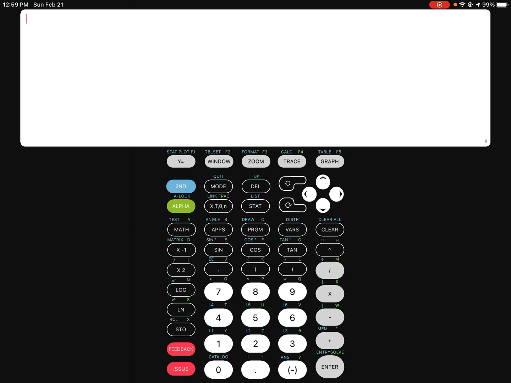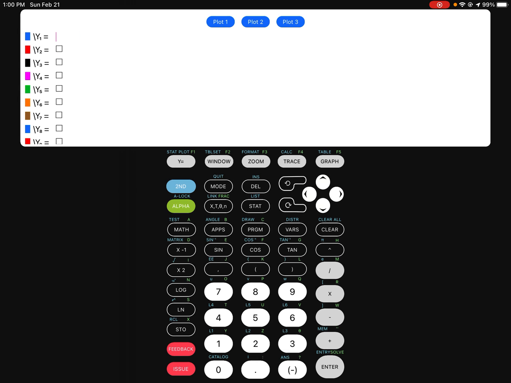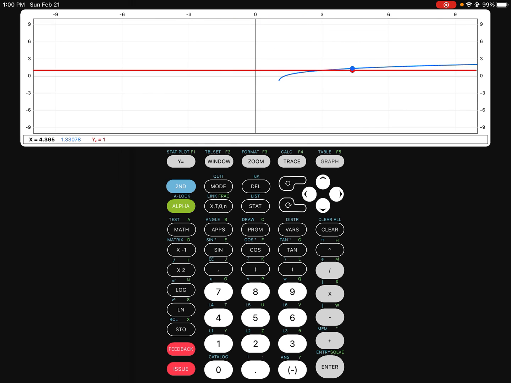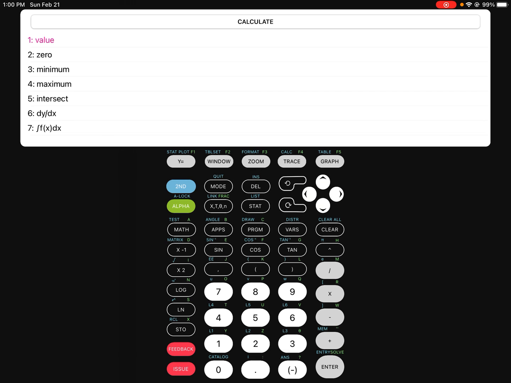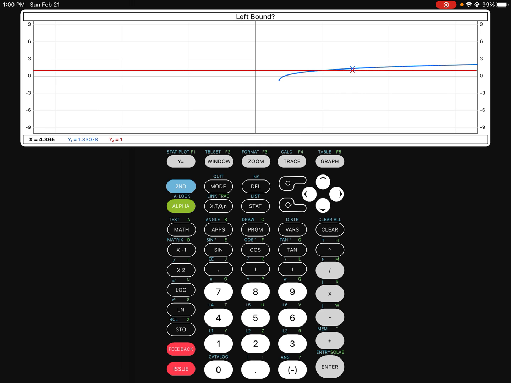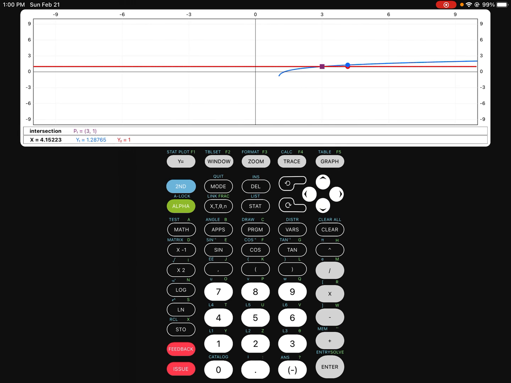We have y is equal to log of x plus 2 plus log of, we said, x minus 1. And then the next one we have 1, and we just want to find that intersection point. So we're going to hit second, trace, we're going to intersect, so choose 5. And then we just want to make sure that we have the right parts here, so something in there. And it looks like we're going to get 3, 1, which makes perfect sense here. 3 is that answer that we were looking for.